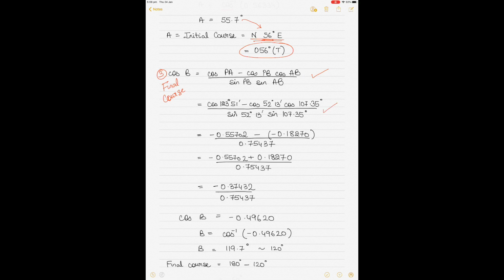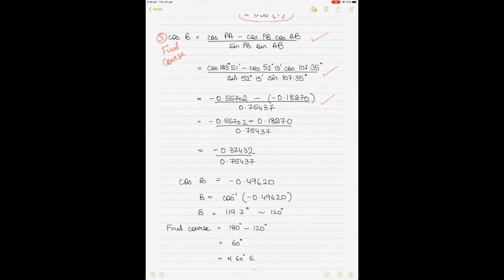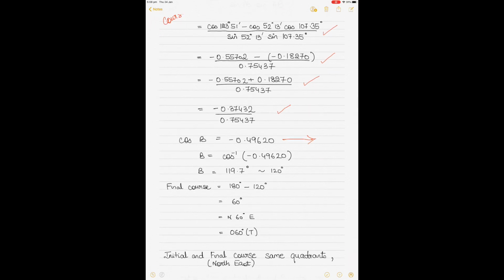Alright, so simply put in the values, follow my prompts, retain the negative signs if there are any, and keep going till you get cos B equals minus 0.49620. Notice how I am solving the numerator before the denominator. Alright, so do not solve it together. So solve the upper part of the equation before you solve the bottom part, and then divide the upper part by the bottom part.